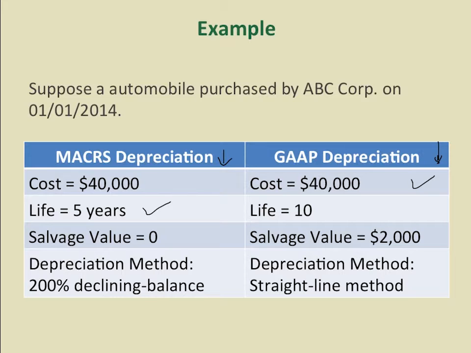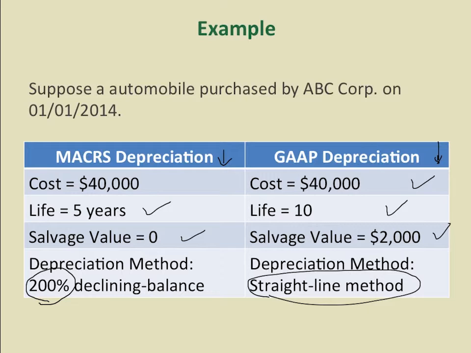Under the GAAP, managers estimate that the useful life is 10 years. Salvage value under tax is assigned to be 0, while the salvage value is estimated to be $2,000 under GAAP. Depreciation expense under the tax for all these 5-year property, we should use the double declining balance method. Under the GAAP, managers choose to use the straight line method.